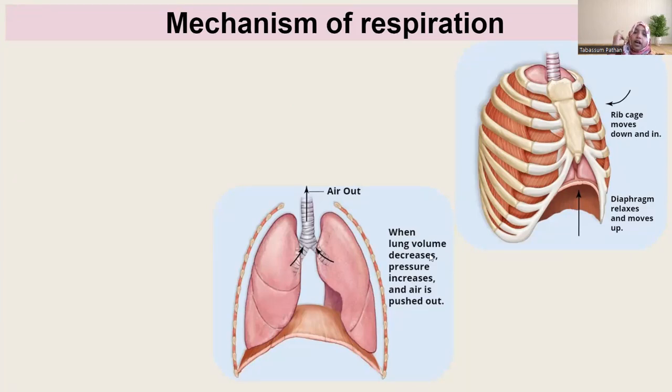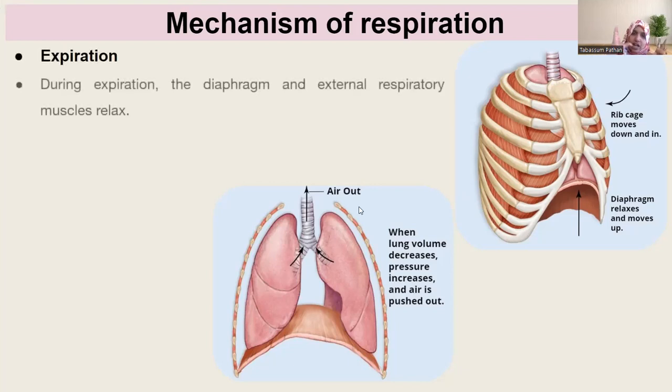Now the lung volume will decrease. Inside pressure will increase, and the air will move out. Now the pressure will increase because the lung volume has decreased. The diaphragm and the external respiratory muscles will relax when you are exhaling air, when you are giving out air.